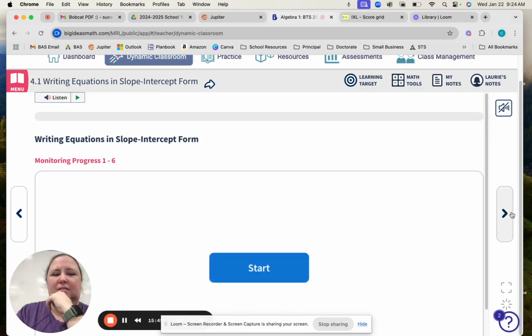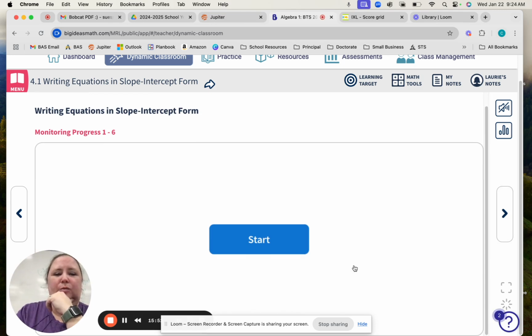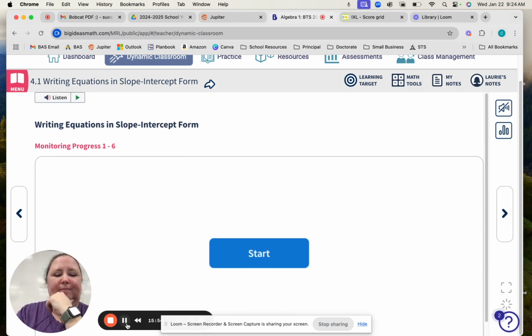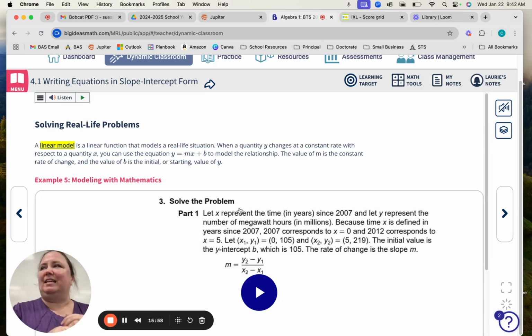All right. Monitoring progress. Do numbers 1 through 6, and I will check you. Okay, so now we're talking about a linear model. That's just a linear function that's a real life situation. When a quantity y changes at a constant rate with respect to a quantity x, you can have the equation y equals mx plus b. So they're just showing you how this equation you are being beat into your heads can be used later in life. Not that you will, but it can be.